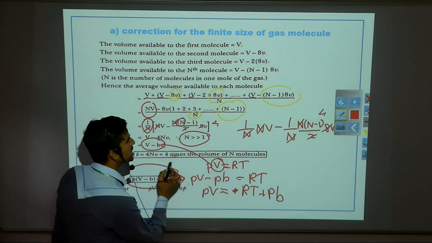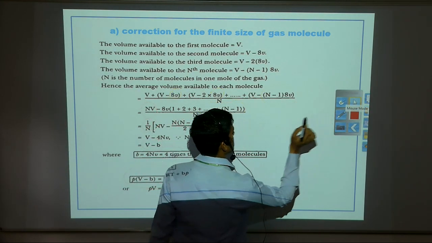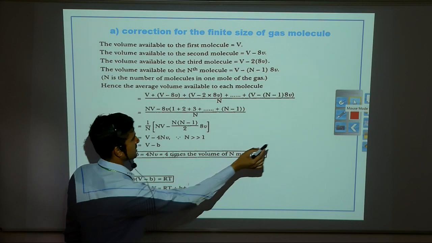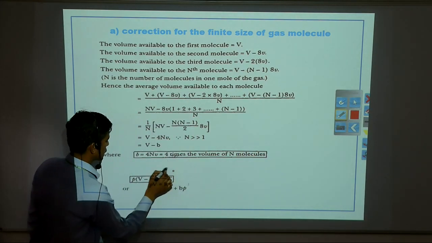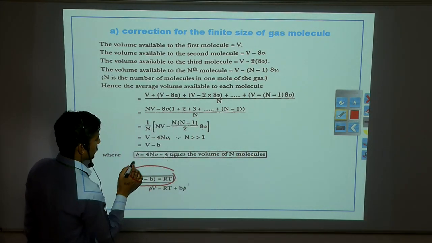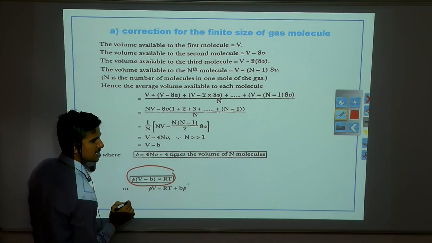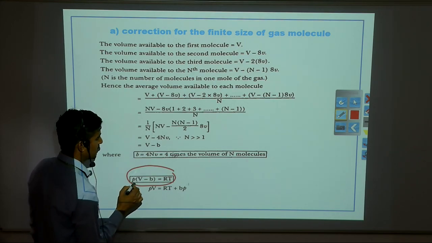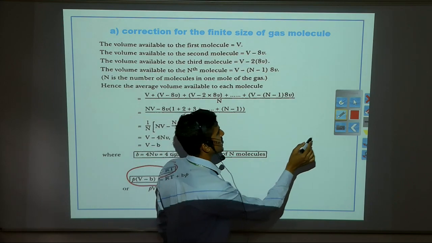This is the first correction. What is the first correction? Replace V by V minus B. It means the perfect gas equation becomes P(V − B) = RT. Correct?